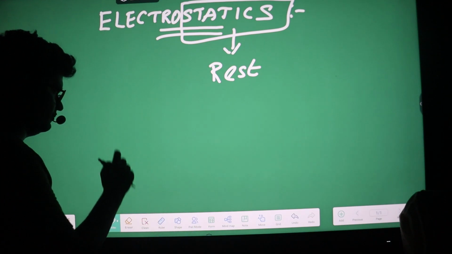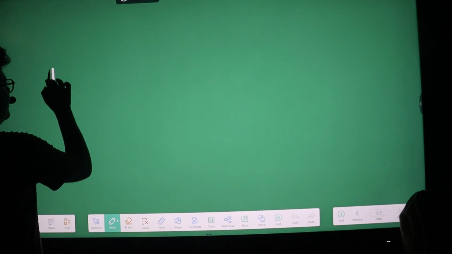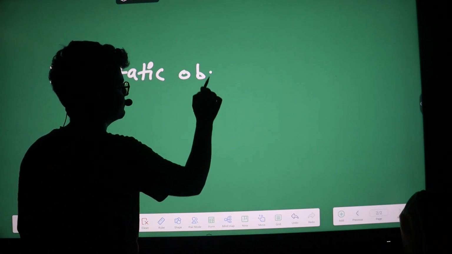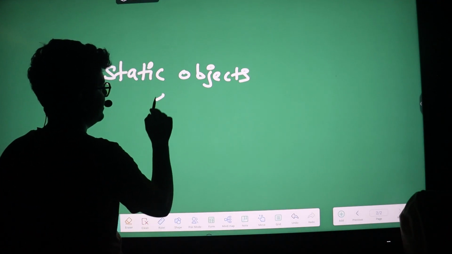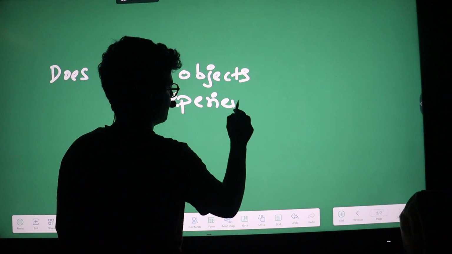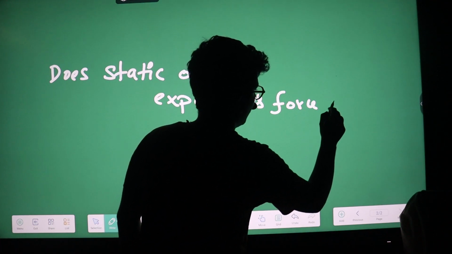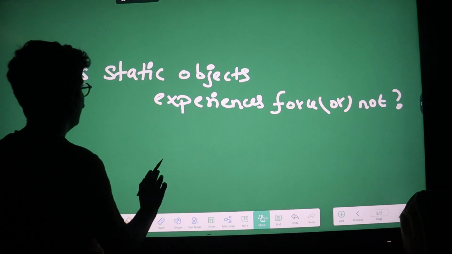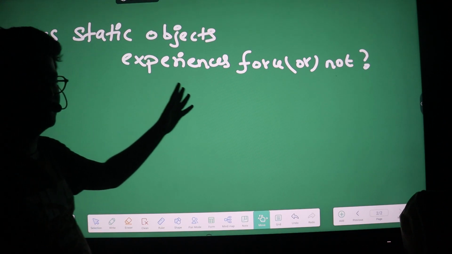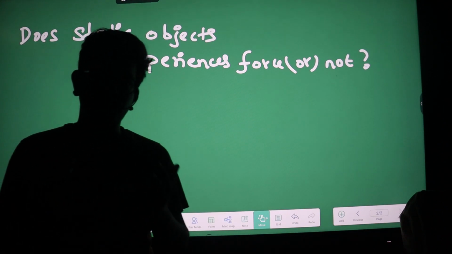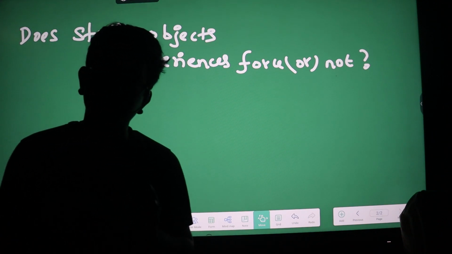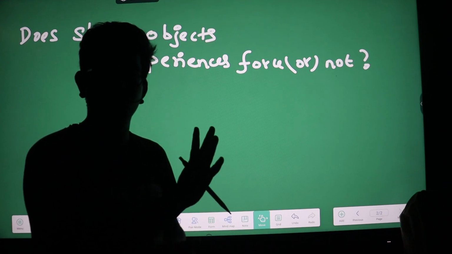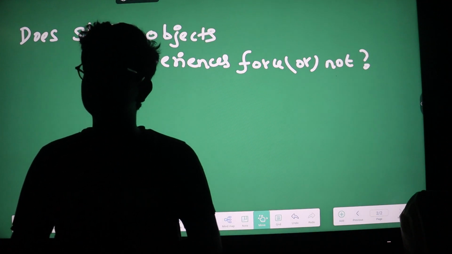So my question is here, I'm just asking a simple question. Do static objects, that is rest objects, experience force or not? It's a very simple question. For many people the answer will be no, static objects don't experience any force. But in physics, static objects experience force. For sure static objects experience force.